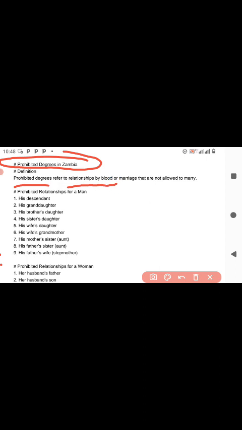Now, let's talk about the prohibited degrees. What are prohibited degrees? So prohibited degrees refer to relationships by blood or marriage that are not allowed to marry. So under statutory marriage, they are really strict. They will not want you to get married to certain people that you may be related to.